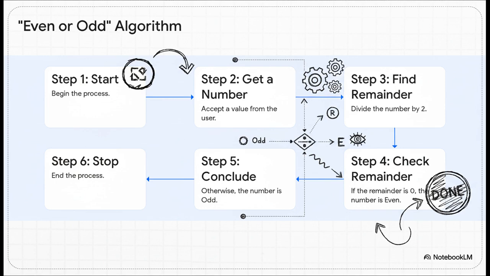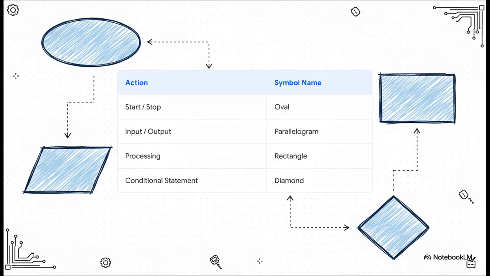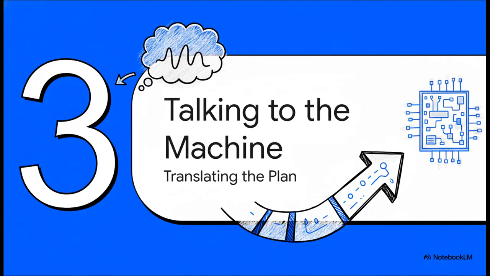This is our blueprint. A lot of the time, programmers will actually draw this out using something called a flowchart. Each shape means something different. That oval, that's your start and stop. The parallelogram is for getting input or showing output. A rectangle is for any kind of processing. And that diamond, that one is crucial. That's a decision point.